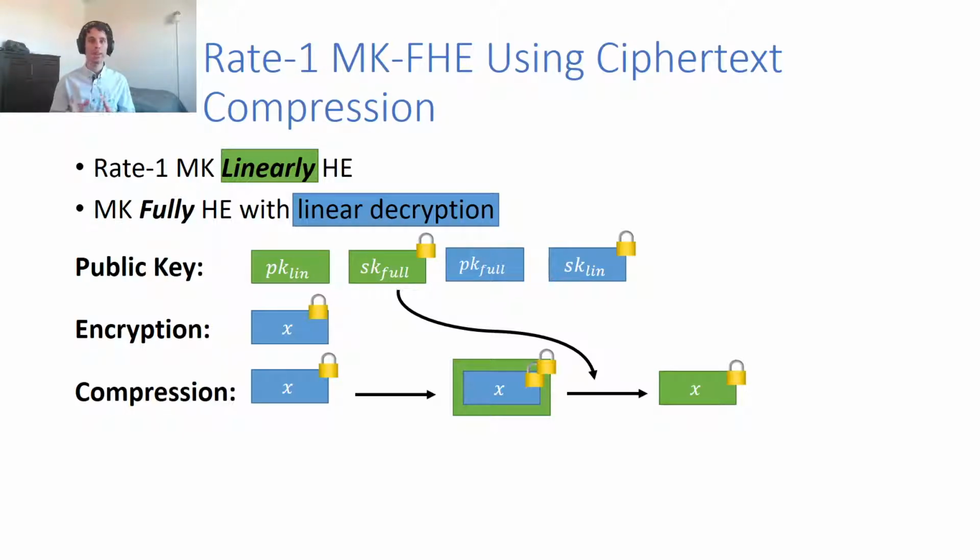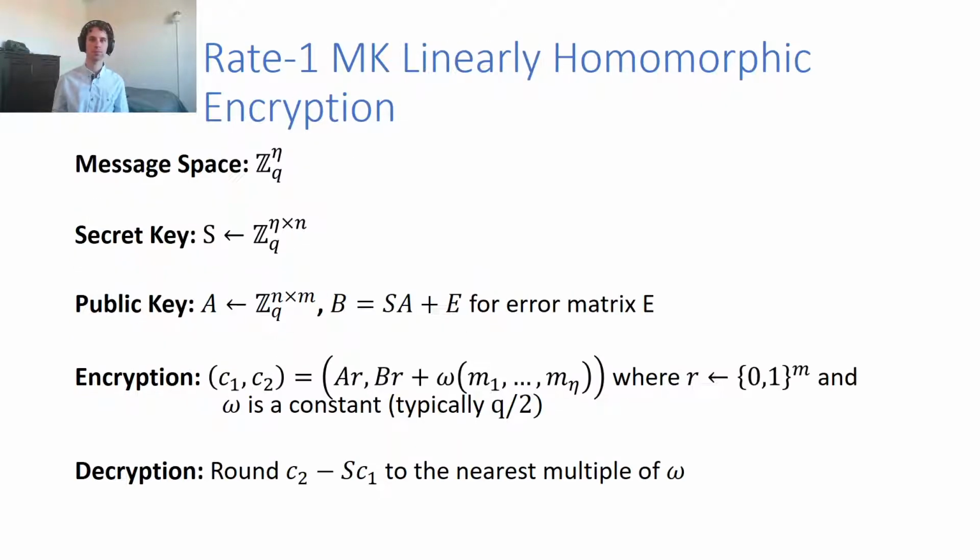I'll note that multi-key fully homomorphic encryption with linear decryption is already known. Our main technical contribution here is the construction of a rate 1 multi-key linearly homomorphic encryption. To construct this, we're going to extend Regev's scheme to pack arbitrarily many messages into a single ciphertext, as well as support multi-key evaluations of linear functions. The message space is going to be eta elements of Z_Q, where Q is an even integer.